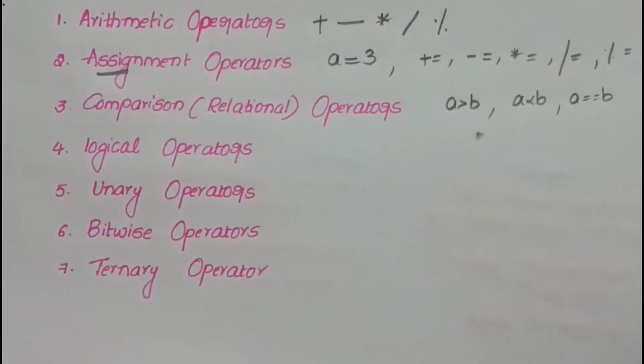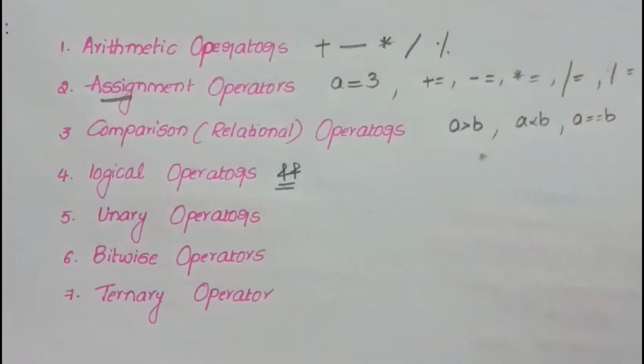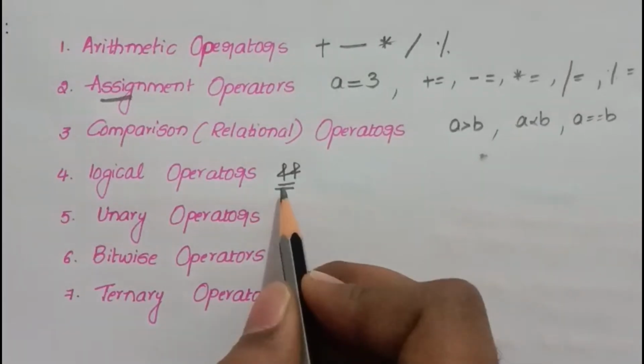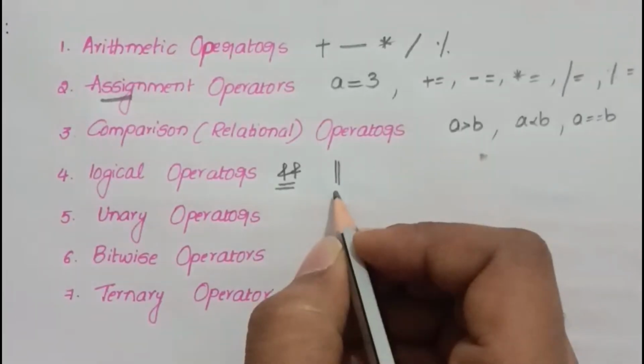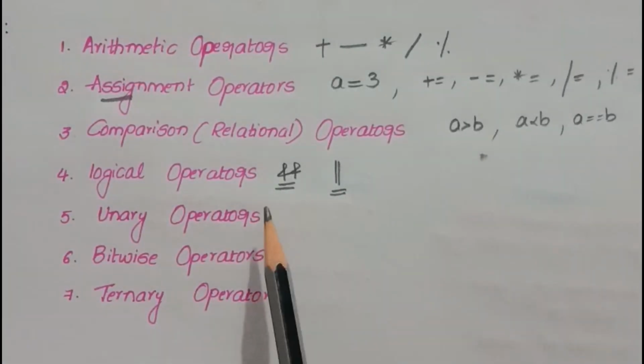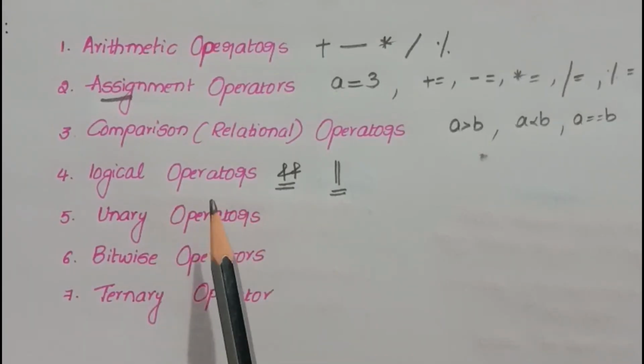The fourth type is logical operators. If you are from an ECE background, you will know what I mean when I say logical AND, logical OR, logical XOR. In a similar way, in programming, we have two logical operators. One is logical AND, represented by two ampersands, and the second is logical OR, represented by two parallel lines. How each operator behaves, we will discuss in detail when we talk about logical operators.